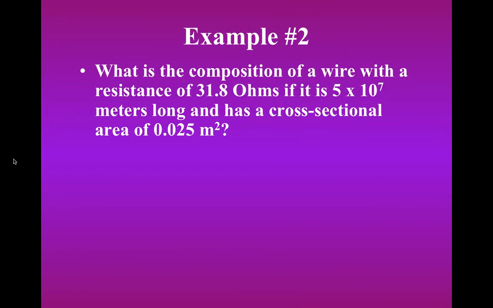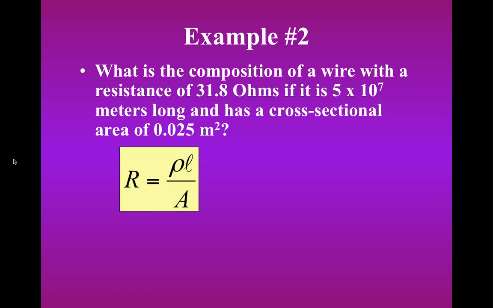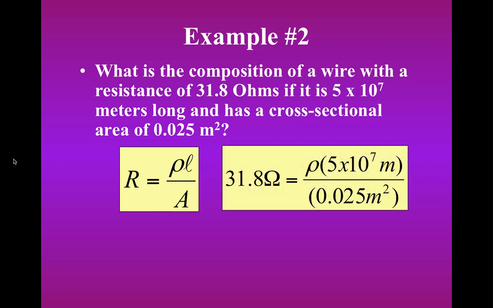What is the composition of a wire with a resistance of 31.8 ohms if it is 5 times 10 to the 7 meters long and has a cross-sectional area of 0.025 meters squared? Well, here we're looking for composition, so we're looking for what kind of material it is. Again, our formula, we have 31.8 ohms equals rho, which is what we were solving for, times our length divided by our meters squared. The unit is squared. The number is not. Be careful.